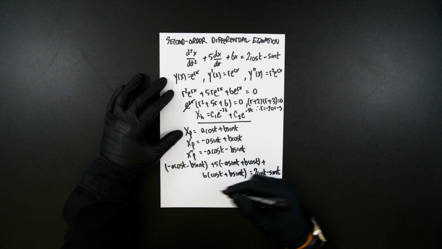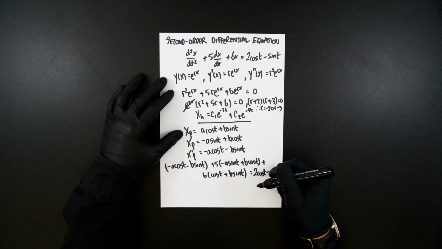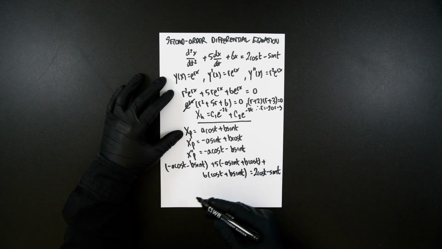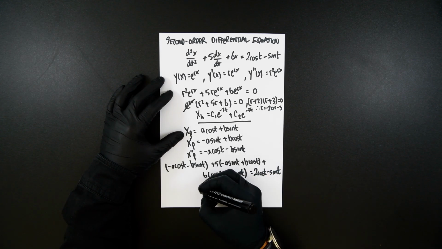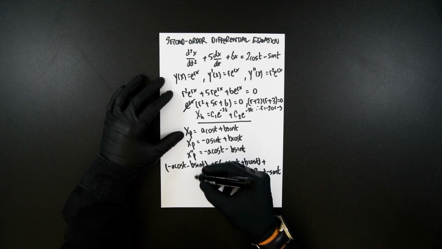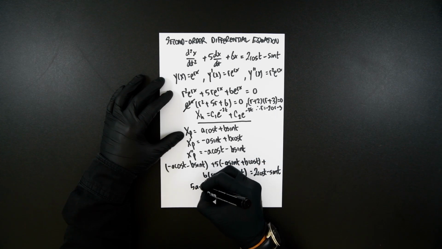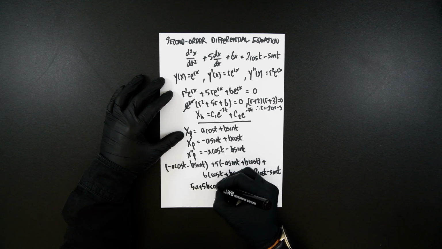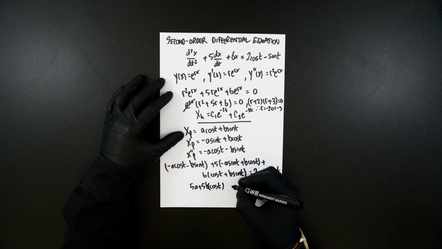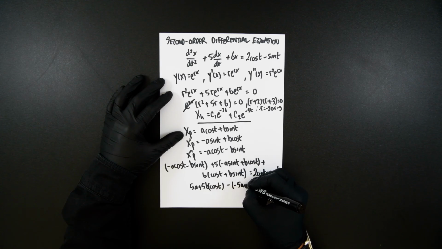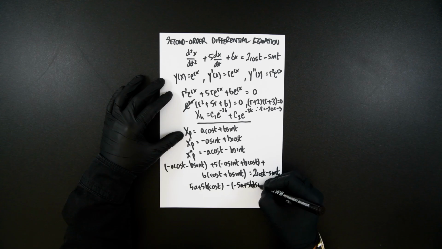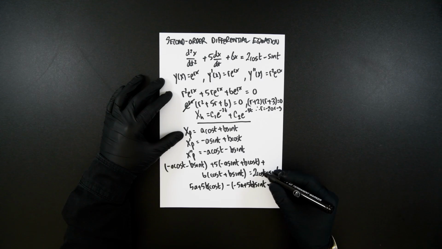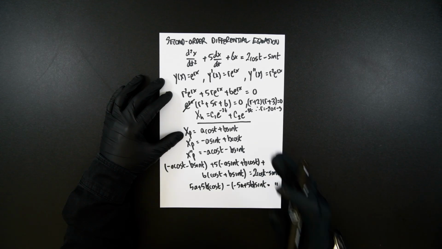Now we clean up. If I group everything together, and add or subtract anything that can be done, there we go. We've got (5a plus 5b) cos t in brackets minus (5a plus 5b) sine t, which is equal to, I'm just going to put a double line here, obviously the right-hand side. Now we can equate coefficients.